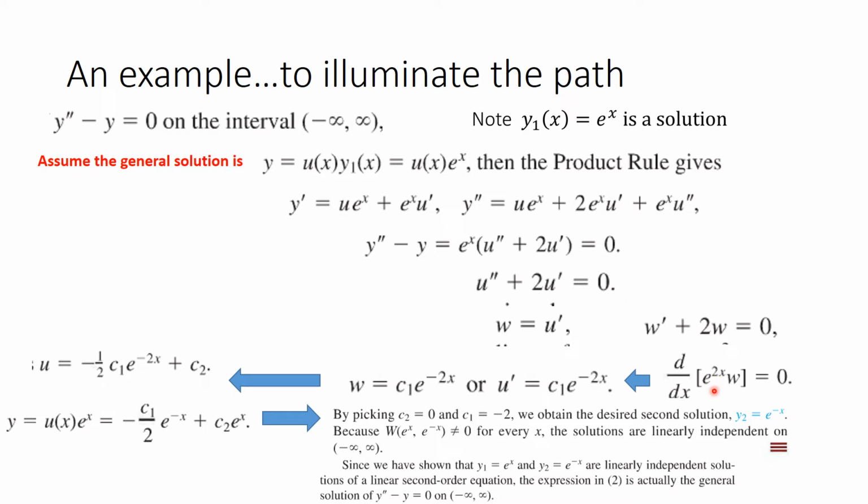And then we can solve this by integrating both sides, and what we will get is that w is equal to c1 e to the minus 2x, and that means that u prime, which is what w is, is c1 e to the minus 2x. But that means I could integrate this again to find out what u is. So I integrate it again and get this as minus 1/2 c1 e to the minus 2x plus c2. But then, remember what we were doing is u was up here, so I take that times my y1, which was e to the x, and I get this expression.